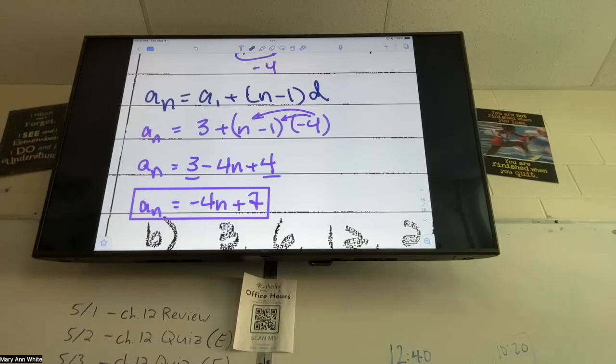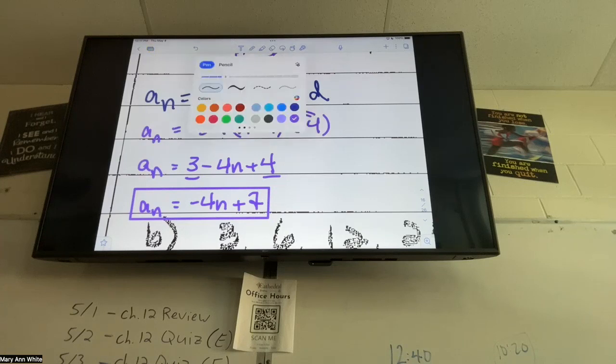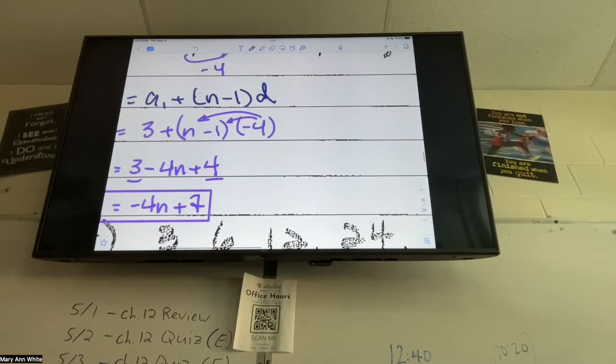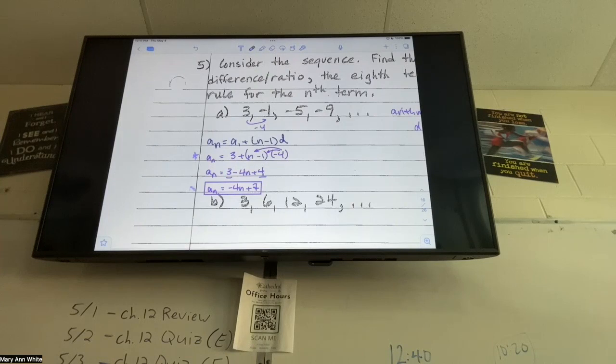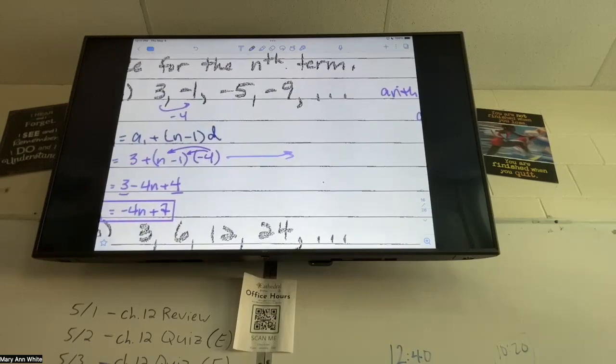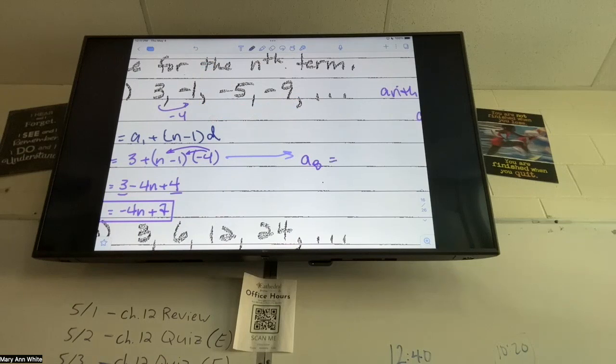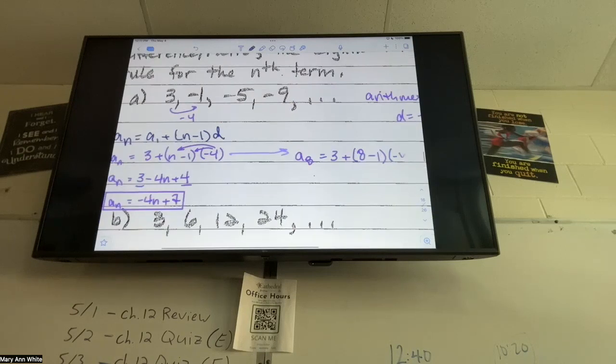Now we need to find the eighth term. I could ask you to find any term, but we're going to do eighth for right now. That means I'm either going to take this equation right here or this one and plug 8 in for my n. I like to use the first one because that helps me remember where everything is, but you also could use this bottom one and you could get the same answer as me. This time, instead of a sub n, I'm going to say a sub 8. I know that 3 is still my first term, I know 8 is my n, and I know my d is still -4.